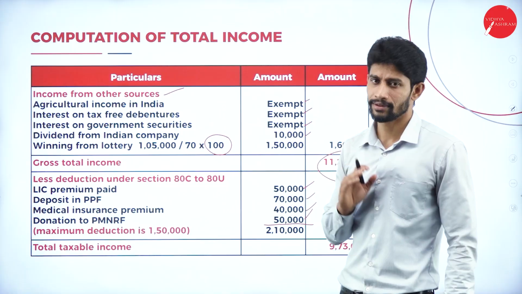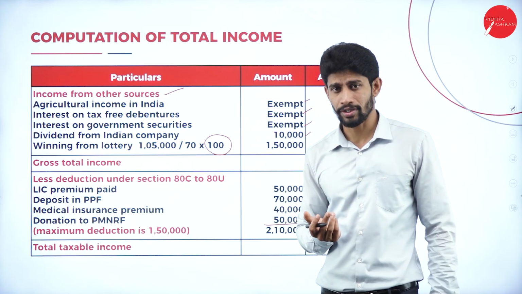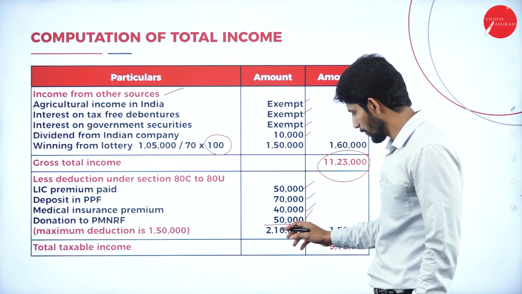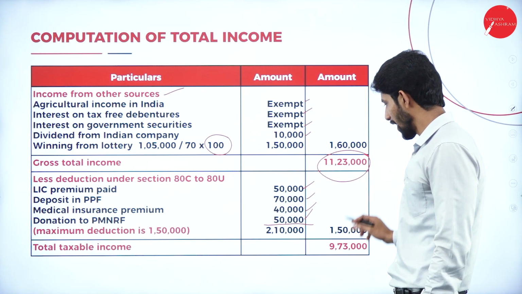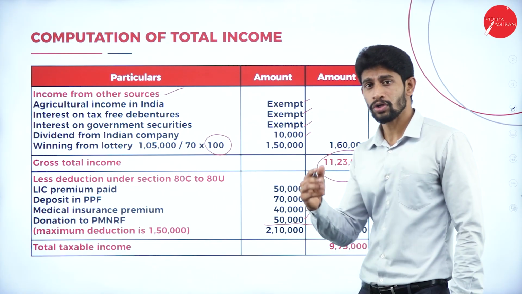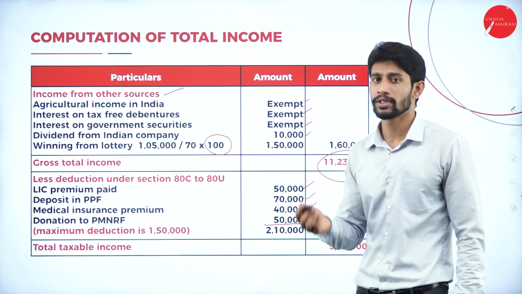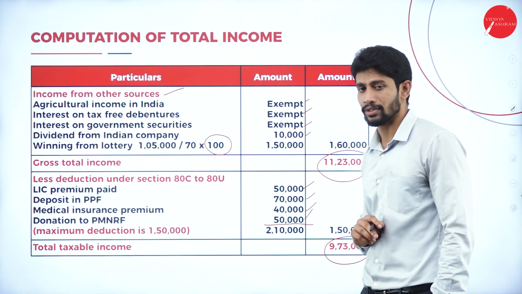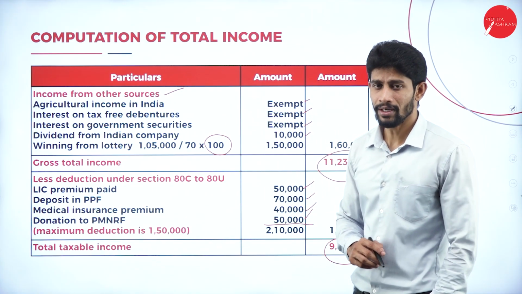You will get 2,10,000. But under section 80C to 80U, you can take the maximum deduction of 1,50,000, not more than that. But here we are claiming 2,10,000. What is the maximum deduction? 1,50,000. So we are giving 1,50,000 deduction under section 80C to 80U. Even though you have spent more than 1,50,000, you are eligible to claim only 1,50,000, not more. So deduct that value, balance 9,73,000. That value is called total taxable income.